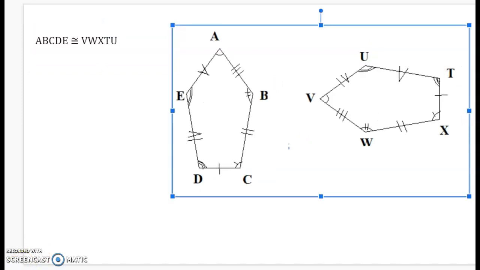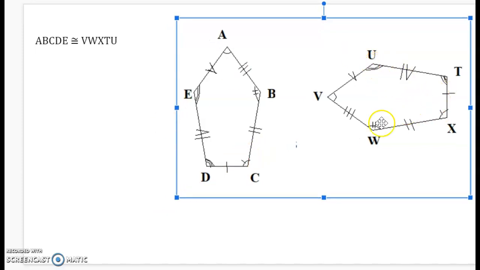Okay, we're back with a slight glitch. That was the older version of the software. Sorry about that. So AB is congruent to VW. 3 marks, 3 marks. BC has 2 marks. That's congruent to WX. CD is congruent to XT. DE is congruent to TU.